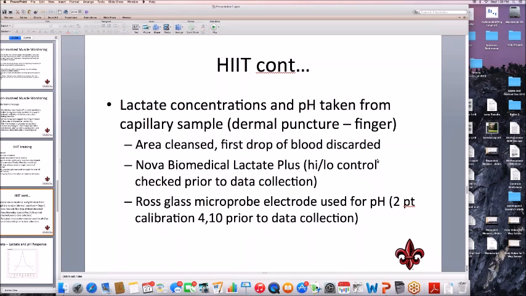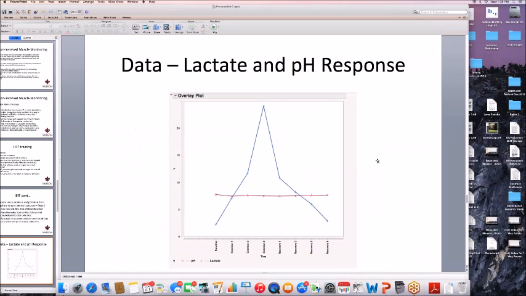And then we have a neat system in our lab. We have a Ross glass microprobe electrode, which is something you can use for highly proteinated or protein-rich solutions to measure pH. We did a 2-point calibration on that, and that's nice because we can take 1 drop of blood and stick this little glass electrode in there, and it gives us the pH almost immediately. So, why were we looking at that? Because we wanted to see this.